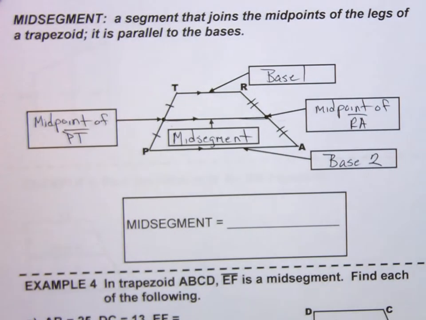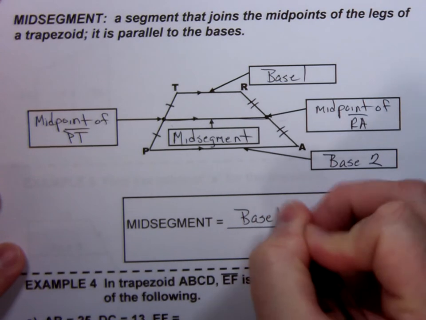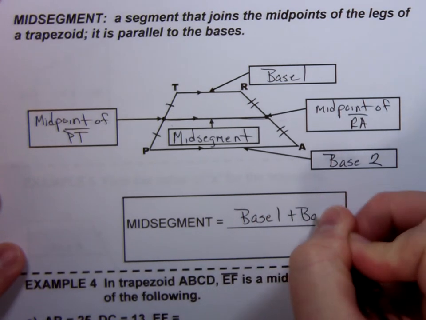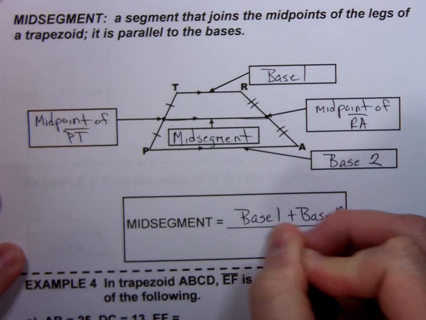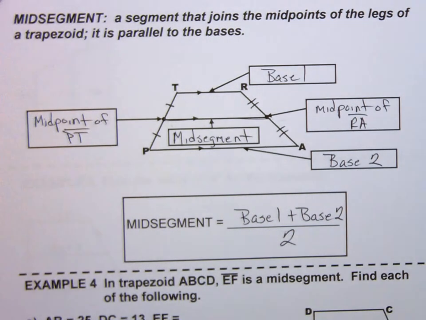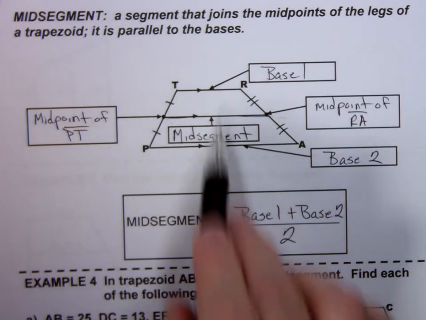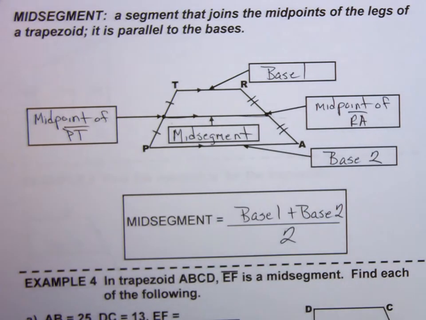Now we have a formula that we can use for the length of the mid-segment. The mid-segment is equal to base 1 plus base 2 divided by 2. Essentially, it's the average of the two bases. Well, if I take these two bases, take their lengths, and add them together and divide by 2, I'll get the length of the mid-segment.